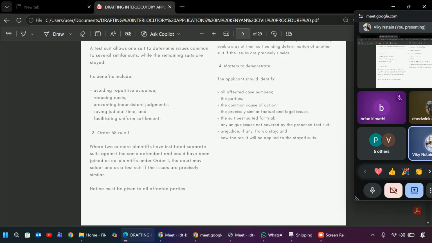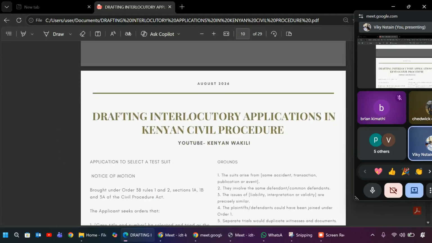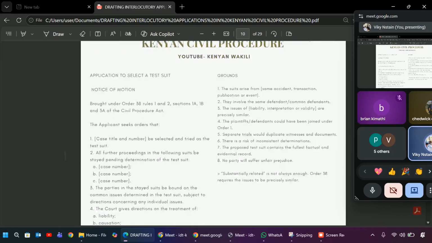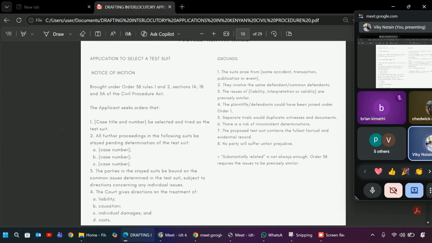Prejudice, if any, that can be suffered from a stay, and how the result will be applied to the stayed suits. So when you're doing this application to court, you must tell the magistrate or the judge, look, we have a series. Now the judge will tell you to list down the numbers of those matters and note them down in the proceedings, so that all those matters will now be stayed. Then you will move court using a proper application to select a test suit. How will you draft it?